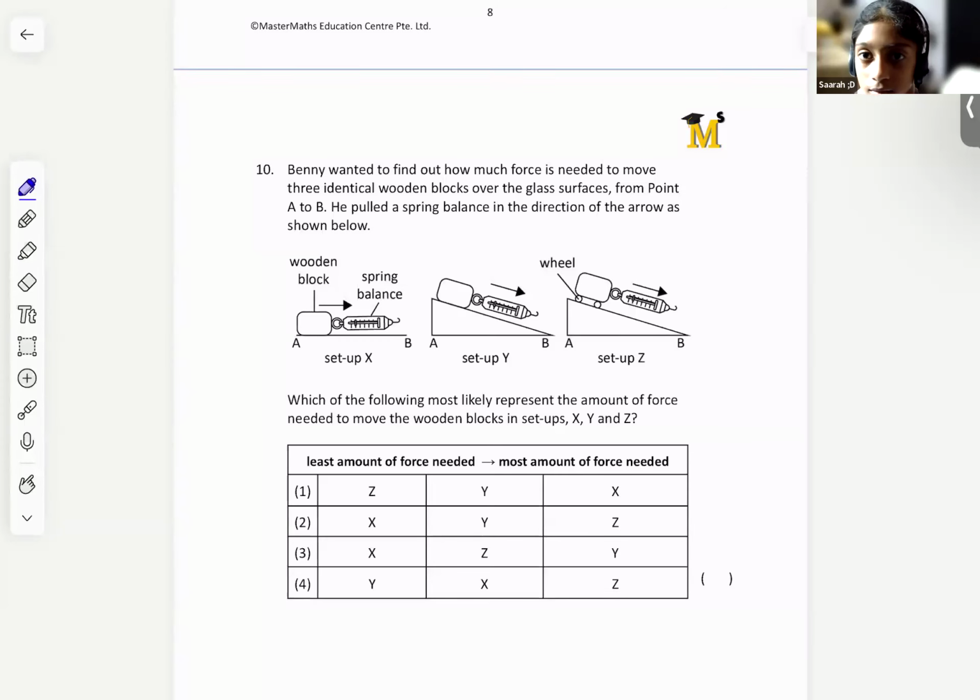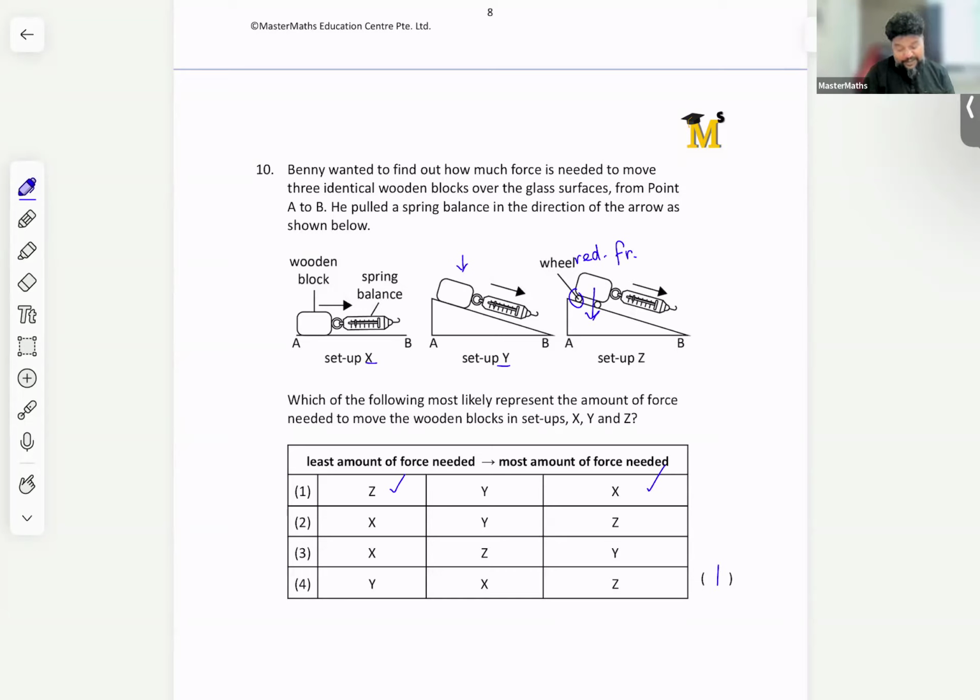1. Okay, so Z needs the least force. Why? Because gravity is helping it and there are wheels to reduce friction. So you need the least force. Whereas if you look at setups X and Y, here gravity is helping, here gravity is not helping. So X needs the most force, option number 1. Anyone got this wrong?